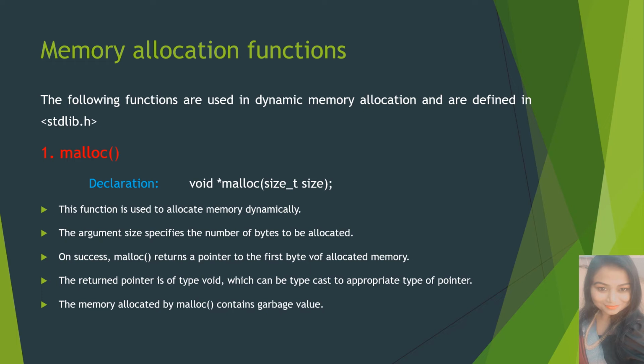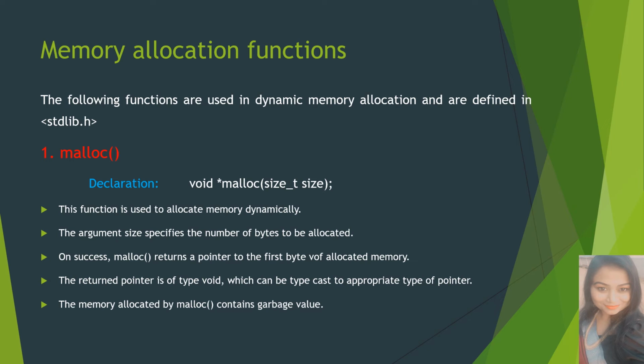Then memory allocation functions. Here are some of the functions used in dynamic memory allocation. These dynamic memory allocation functions are defined in the header file called stdlib.h. It is a header file which is used for dynamic memory allocation functions. First function is malloc. Malloc is a function which is used for allocating memory dynamically.